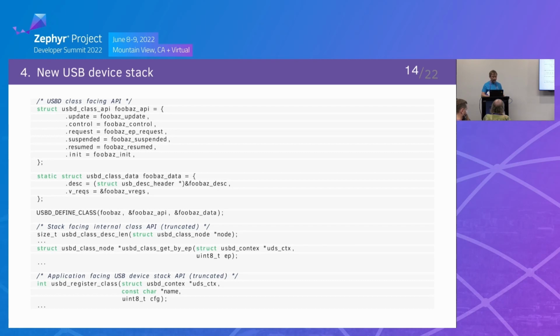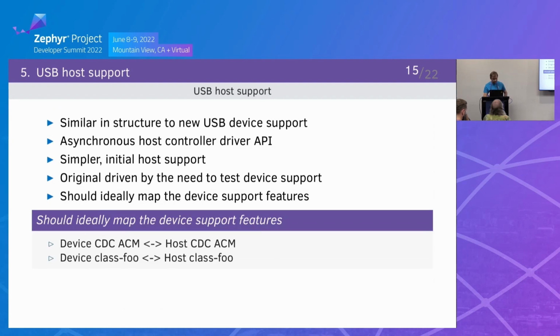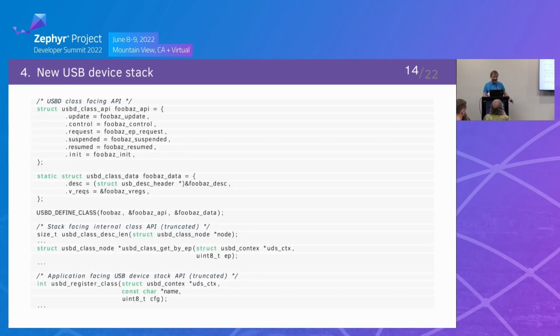The class internally uses another API, and finally what the user does is register this class, or unregister it, to a specific configuration. You can see in the code listing in previous slides that the user has to call USB class register for a specific configuration. If the device configuration changes, the instance can be unregistered and removed. That's the overview about the new USB device stack.